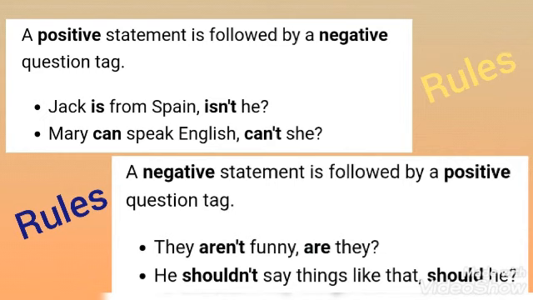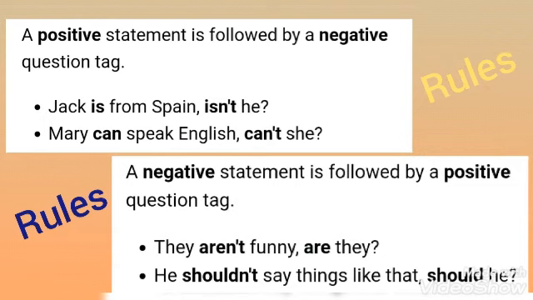The next example: They aren't funny, are they? Here, "they aren't funny" is a statement. It is a negative statement. They aren't, they are not funny. So if it is a negative statement, it should always be followed by a positive question tag. So here the positive question tag used is "are they". "They aren't funny" is a negative statement followed by a positive question tag, are they.